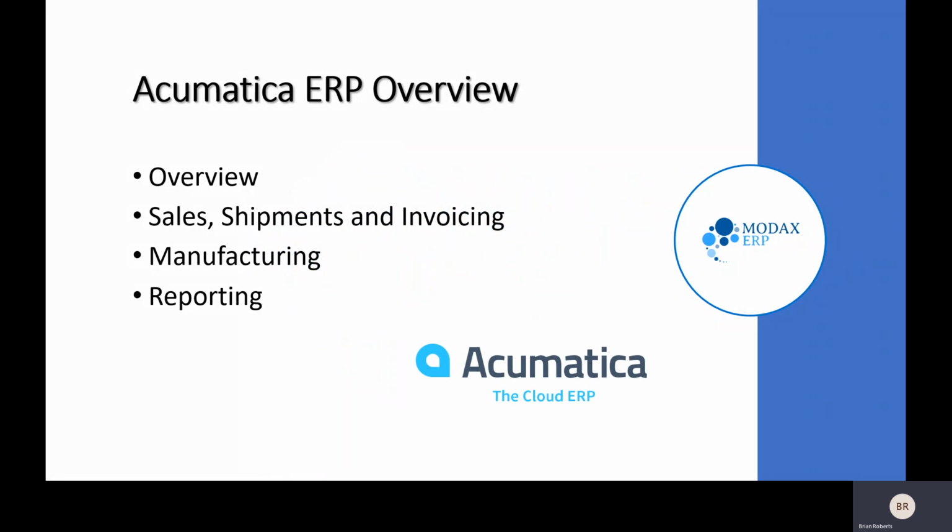Today we're going to be taking a look at the Acumatica ERP software for an overview, trying to give you a feel for what it's like to use the software, basically navigate through it. We'll be taking a look at the process of creating a sales order, shipping it, and invoicing it, so you see that end-to-end transaction. We'll spend a bit of time looking at some of the manufacturing tools available in Acumatica. And finally, we'll take a look at some of the reporting tools and flexibility that gives you. Let's take a look at the software.